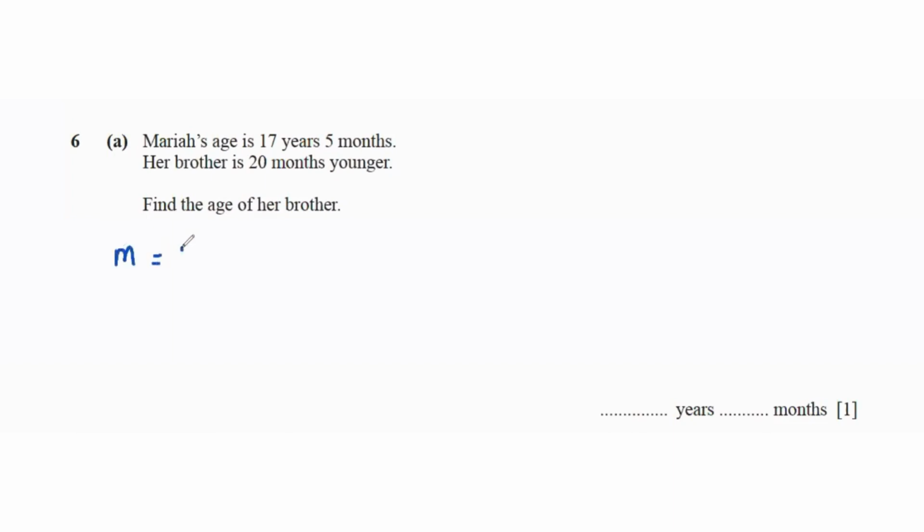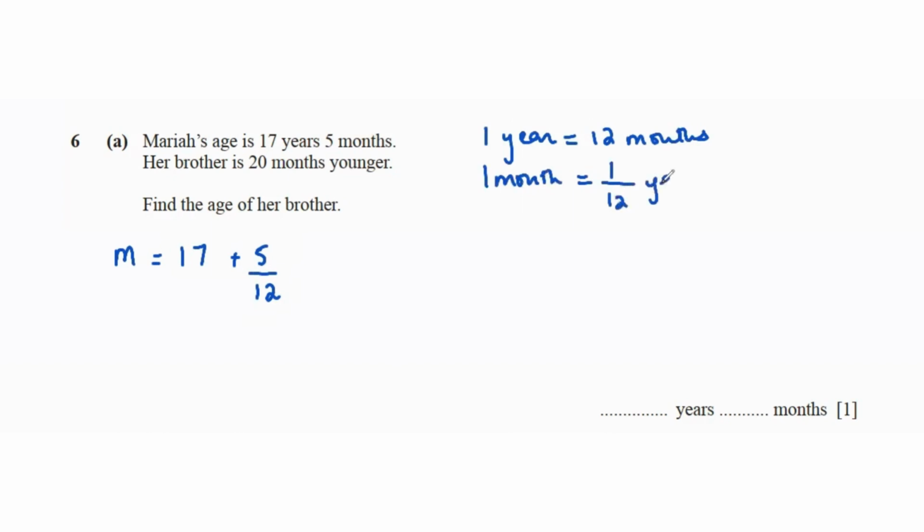So she is 17 years plus, I'm going to convert the 5 months into years as well. So that's going to be 17 plus 5 over 12. Why? Because 1 year has 12 months. So 1 month will equal 1 over 12 year. So 17 plus 5 over 12.